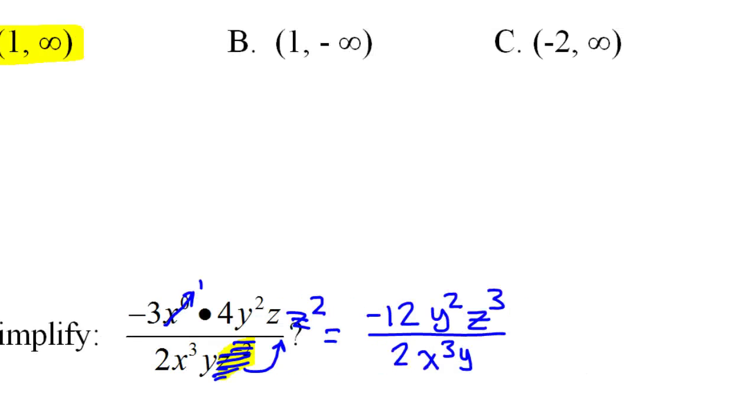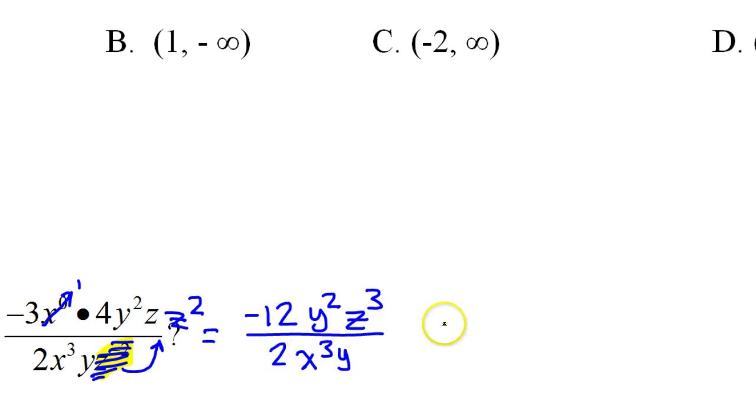Okay, what now? Well, -12 divided by 2 is -6. So that happened. The x's and the z's are not going to change because there are no x's in the numerator and there are no z's in the denominator. So I'm just going to keep my x to the 3rd power down there, and I'm going to keep my z to the 3rd power right there. The only thing that's going to change now is the y's.